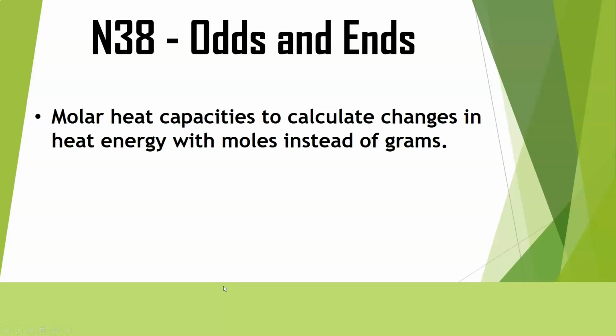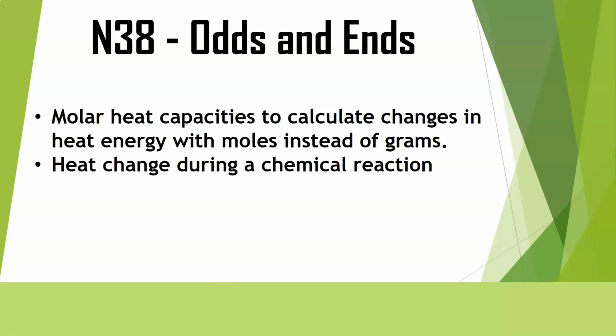First, we're going to talk about a type of specific heat where instead of it being given to you in joules per gram Celsius, it's in moles. So instead of grams, you're going to have moles. Then we're going to look at how we can do these problems when you're given a chemical reaction. Next is learning how to label reaction diagrams.